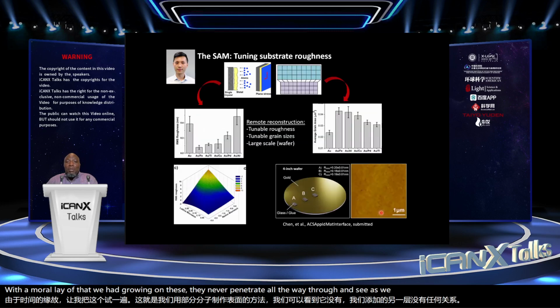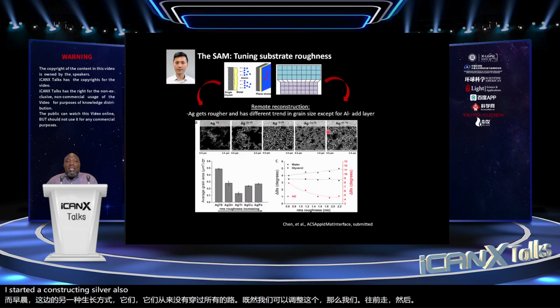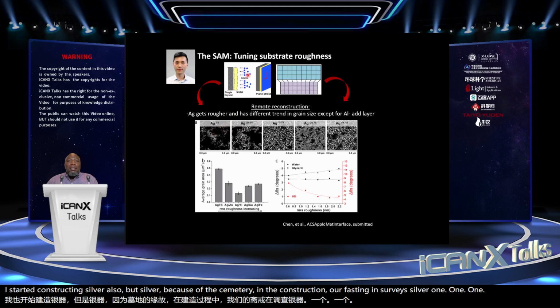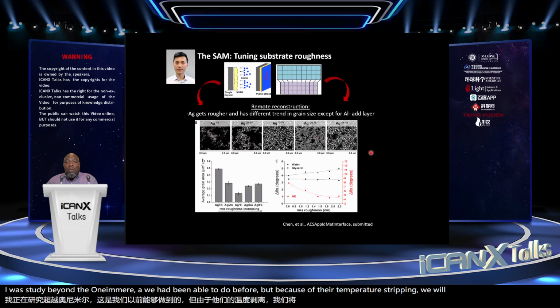And since we can tune this very well, we went ahead and started constructing silver also. But with silver, the faceting is silver 111. But when you sputter this molecule and create defects, it will not reconstruct in the 111 plane. It's going to reconstruct on the 100 plane. And that allows us now to create more rough surfaces, so we can extend our study beyond the 1 nanometer that we had been able to do before. But because of the template stripping, we will have a very good overlap in scale with that.